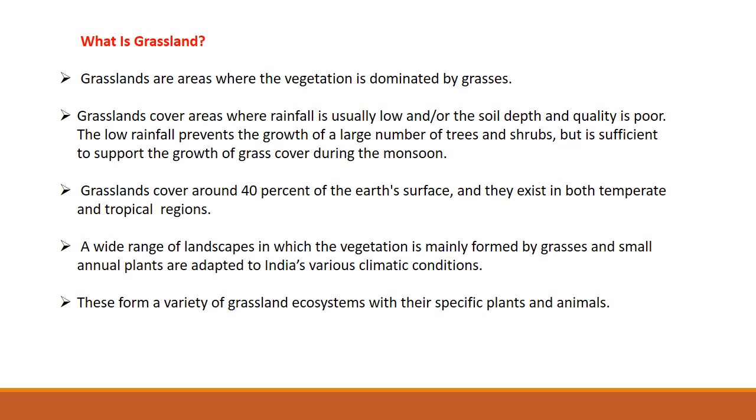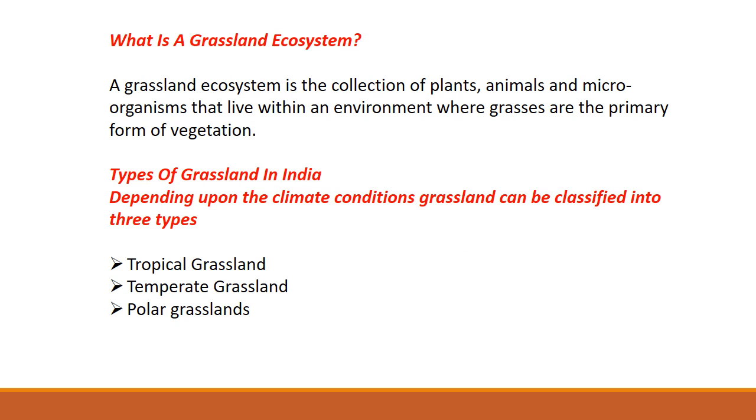In addition to grass species, some trees and shrubs are also present in grassland. Limiting grazing helps to improve the net primary production of the grassland. But overgrazing leads to degradation of these grasslands, resulting in desertification. This forms a variety of grassland ecosystems with their specific plants and animals. Grassland covers areas where rainfall is usually low and the soil depth and quality is poor.